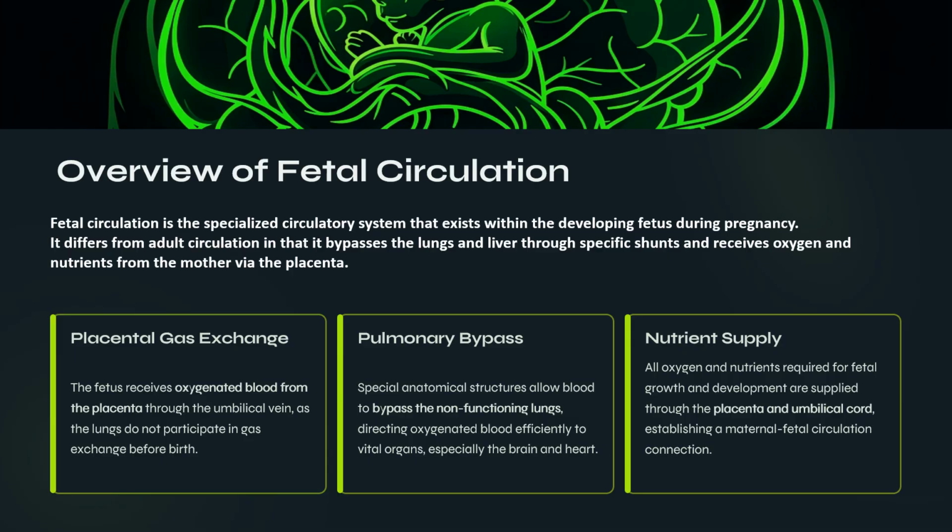We need to understand more about placental gas exchange. Here, the fetus receives oxygenated blood from the placenta through the umbilical vein, as the lungs do not participate in gas exchange before birth. This is one of the anatomical structures that allows blood to bypass the non-functioning lungs, delivering oxygenated blood efficiently to the vital organs, especially the brain and heart. It also provides the nutrition supply to the fetus. All oxygen and nutrients required for fetal growth and development are supplied through the placenta and umbilical cord, establishing a maternal-fetal circulation connection.